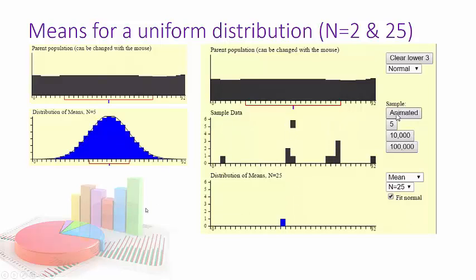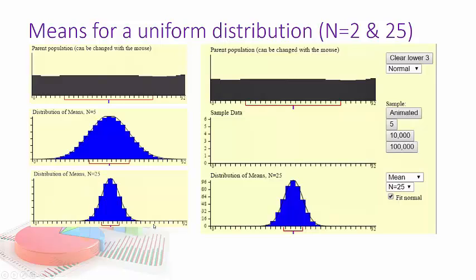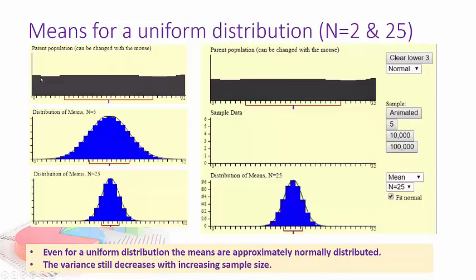Now the problem is when you do 25, the animation takes way longer because you have to take the mean of 25 samples. There we go. We got 2 means. Now I get tired of it. I'm like, okay, let's do a bunch of samples. 10,000, 100,000. And what are we noticing? Well, you can see that the distribution for the means still looks approximately normal, even though my parent population was uniformly distributed. And the variance still decreases with increasing sample size. All right, okay, that was the uniform.